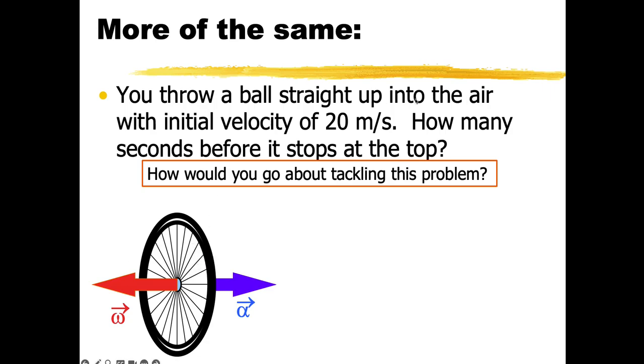So I throw a ball straight up into the air with an initial velocity of 20 meters per second. I spin a wheel with an initial angular velocity of 20 radians per second. And if it has an alpha that's opposing that, how many seconds before it stops? It wouldn't be at the top, right? But eventually that alpha, if it's acting against the omega, is going to bring the wheel to rest and start turning it the other way, right?